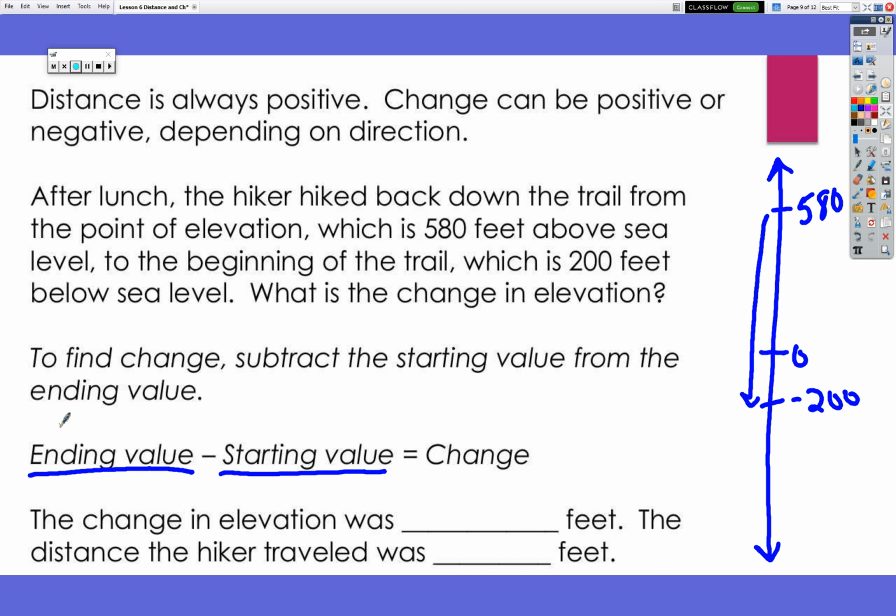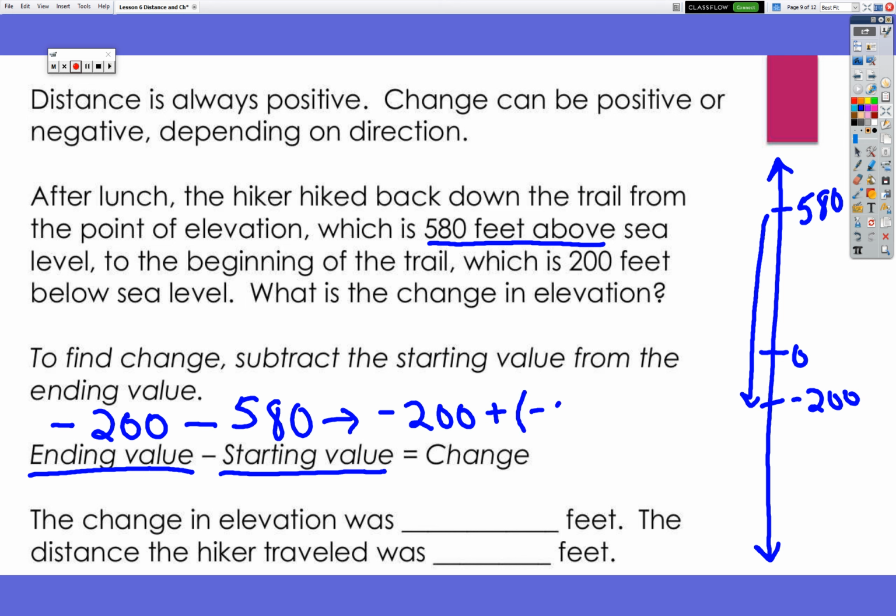So yes, that's negative. I was just about to say it with a double negative. So the ending value is negative 200 minus the starting value. The starting value is where he started, which was 580 feet above sea level. So I have negative 200 minus 580. I'm going to rewrite that as adding the opposite. So I'm going to write negative 200 plus the opposite of positive 580 is negative 580.